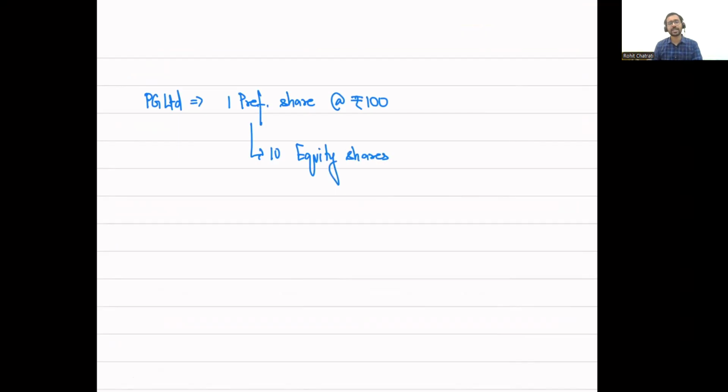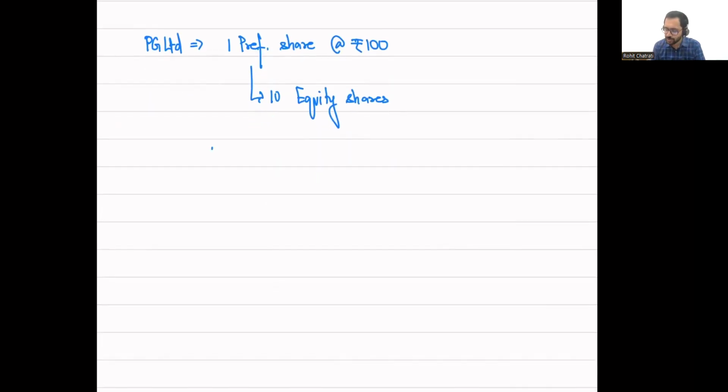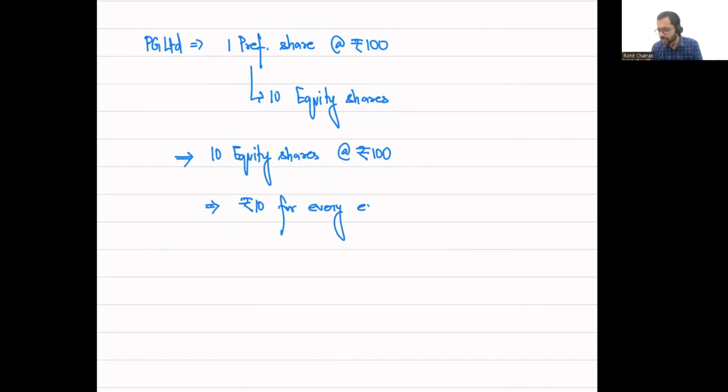Can I indirectly say that PG Limited has purchased 10 equity shares at rupees 100? Indirectly, it has, because although it is receiving one preference share today, these preference shares are going to eventually get converted into 10 equity shares, which means that PG Limited has paid 100 rupees for obtaining 10 equity shares, which means it has paid rupees 10 for every equity share.